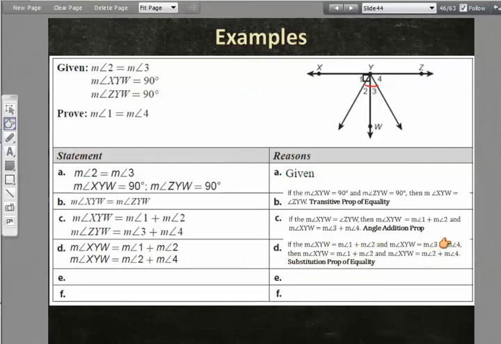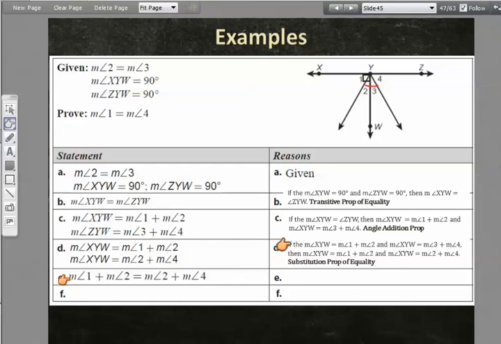Alright, here's my equations in my if statement. Okay? And then notice down here is my then statement with the equations that I find right here in Part D. Alright? Now then, this is where the substitution property of equality comes into play. Okay? Because I'm replacing ZYW with XYW. I'm replacing the measure of angle 3 with the measure of angle 2, because measure of angle 3 and 2 are congruent. So I can do that. And then the measure of angle 1 plus the measure of angle 2 equals the measure of angle 2 plus the measure of angle 4.